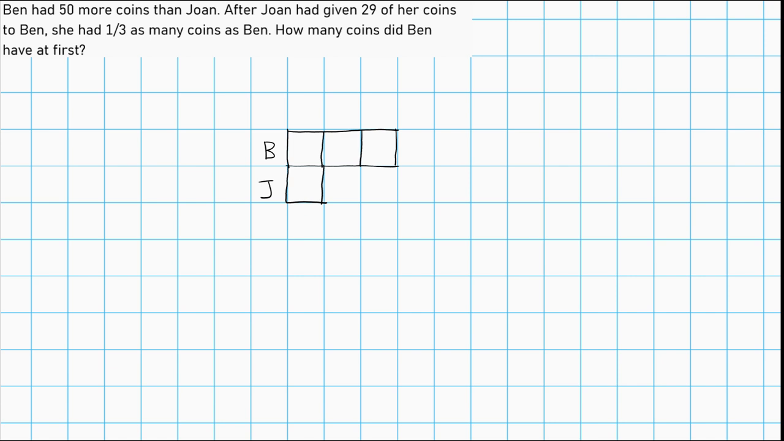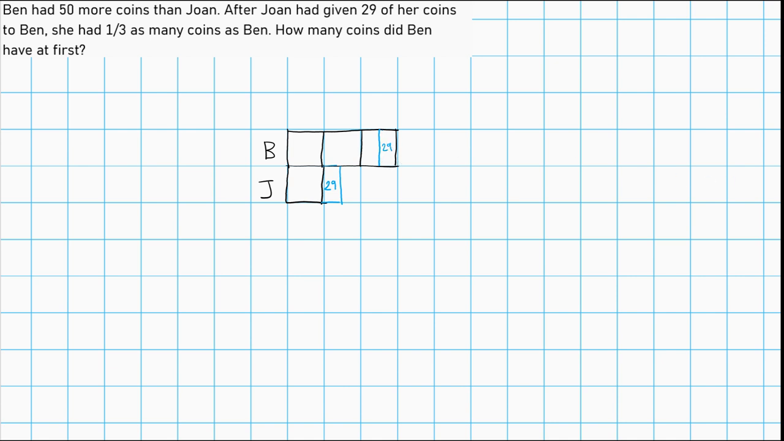So let us draw an extra bit. I'm going to use another colour just to make it clear. Imagine this bit here, and I don't know how big this should be in relation to the rest of the model, but let's say that this is the 29 coins that Joan gave away. And who did she give them to? Well, she gave them to Ben. These 29 coins are included in this final thing that I drew. So we're going to draw that in here, 29.